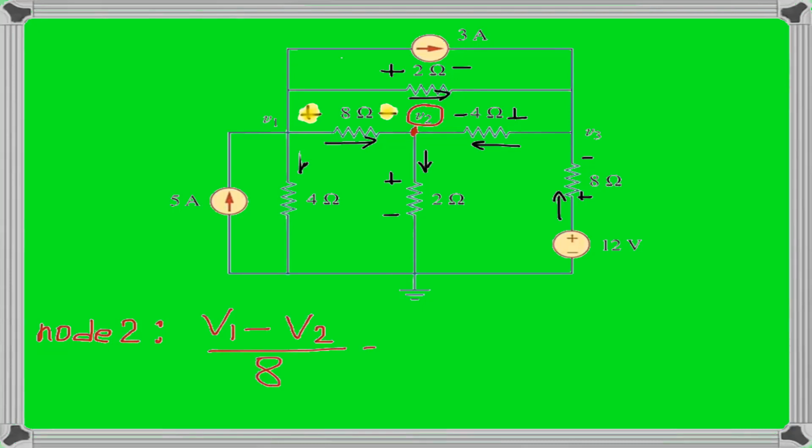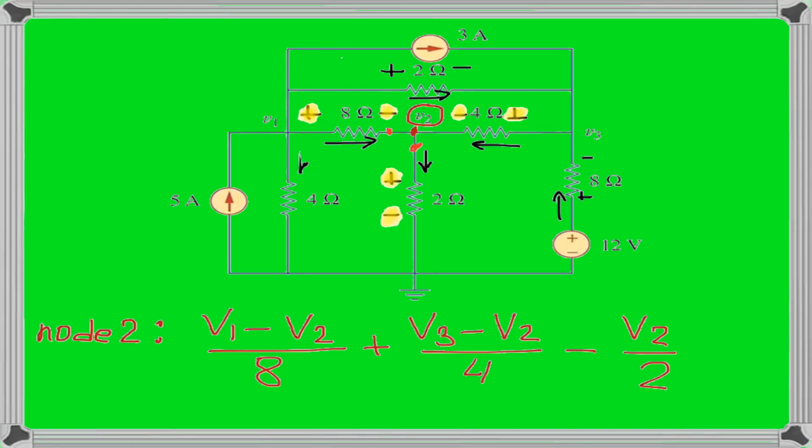The second current coming to the node is through the 4 ohm resistor. Because it's coming in, it is positive, and that will be voltage at plus V3 minus voltage at minus V2 over 4. The current through the 2 ohm resistor is going out, so it is negative, and that will be V2 minus 2. And again, let's check if we included all the currents.